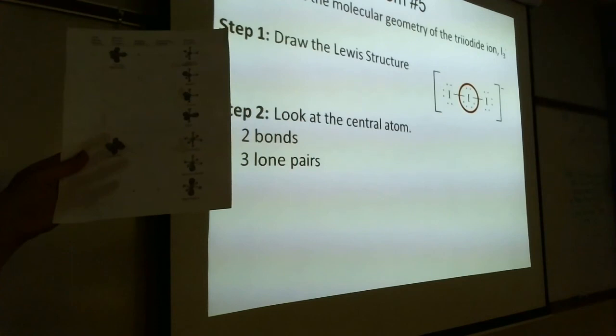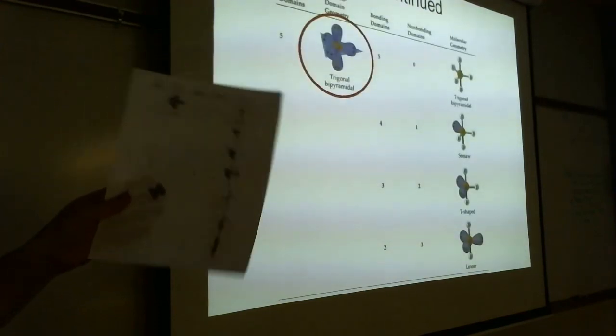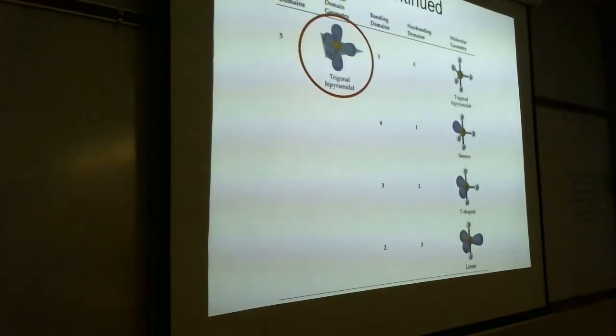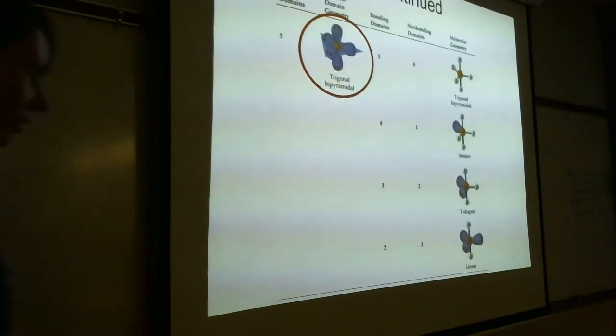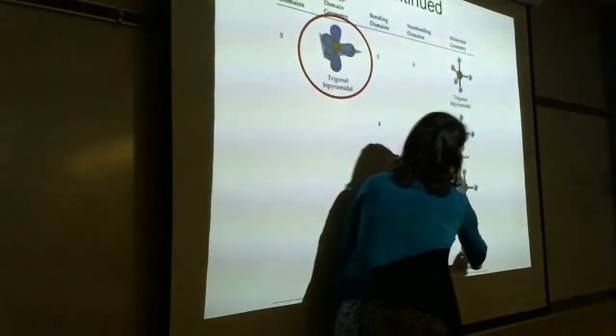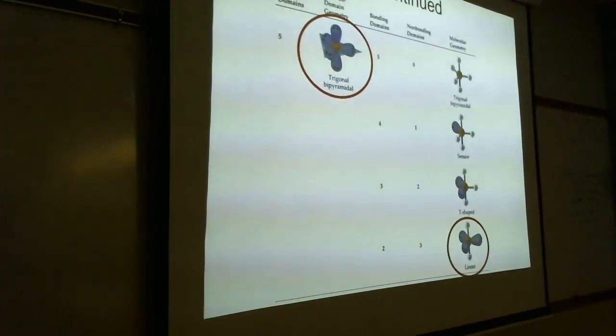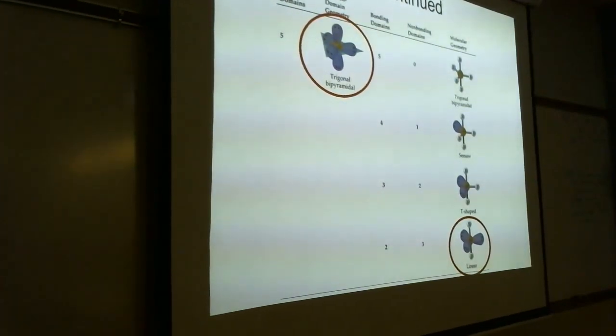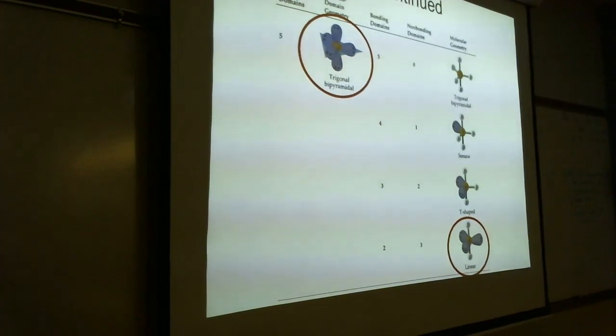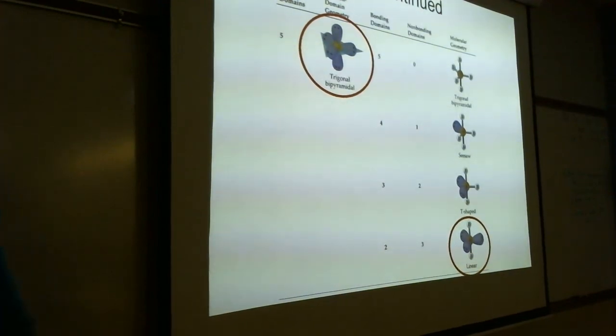Trigonal bipyramidal, right. So the electron domain geometry is trigonal bipyramidal, but because of those 3 lone pairs here on the equator, those 3 lone pairs want to be as far away from each other and from other bonds as possible. So this is actually a linear molecule. Any questions on this one?